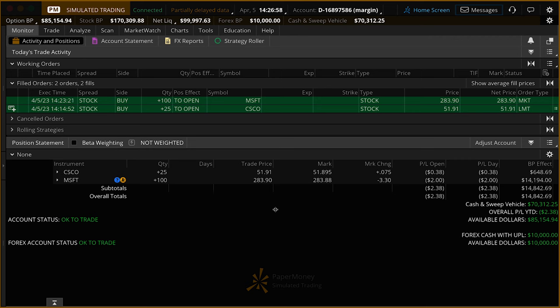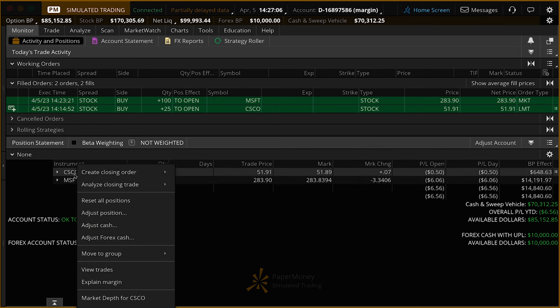Okay, now that we own these two stocks, let's talk about closing them out. We're gonna go over here first to Cisco, and then hover over the symbol here and right click. And when you do that, you're gonna get this little field here that says create closing order. Now, if we look on the right-hand side, we have three different ways to close out. For this first one, we're gonna go ahead and choose a limit order. See, it says sell 25 Cisco at $51.88 limit. That is the current bid price.